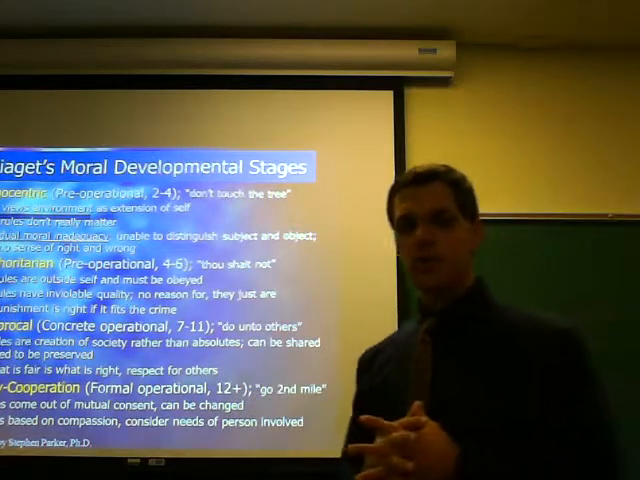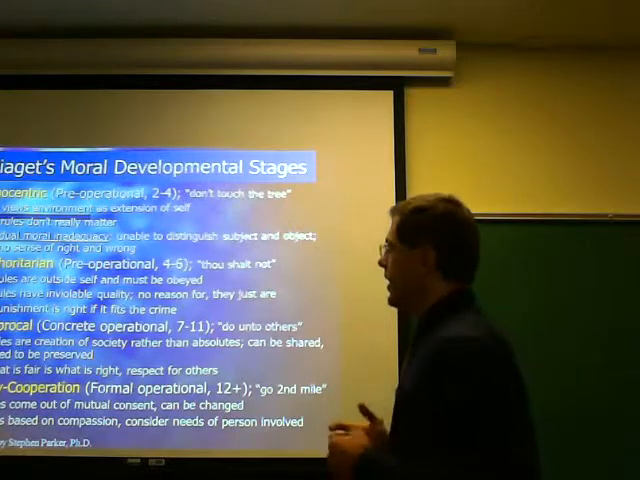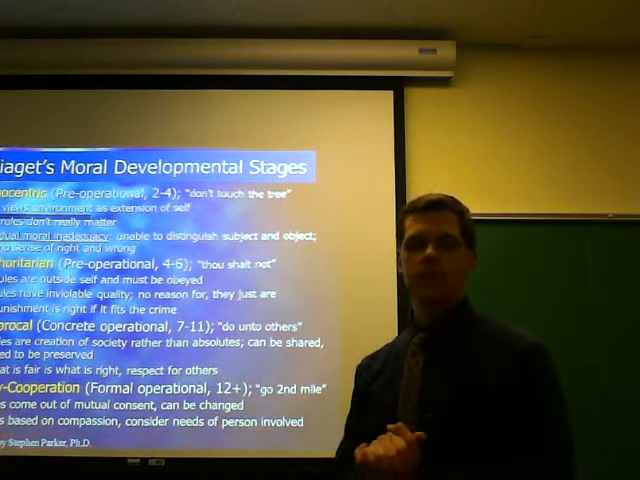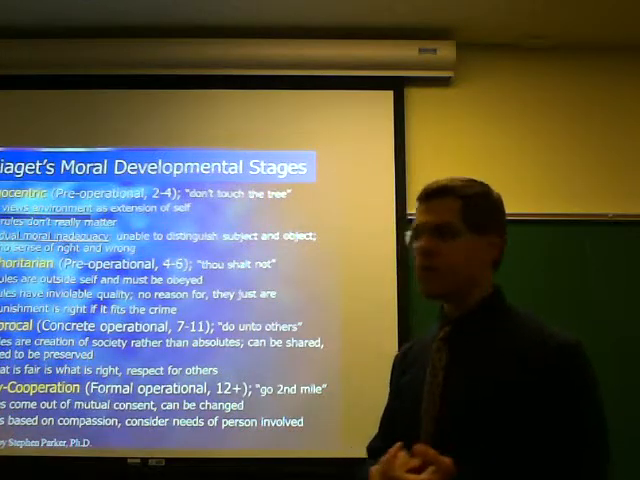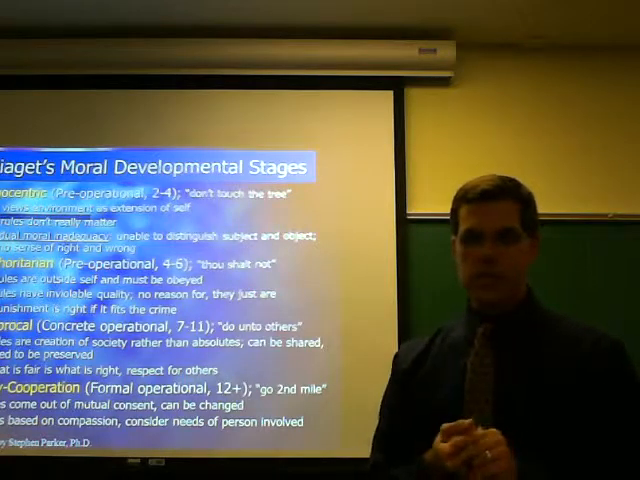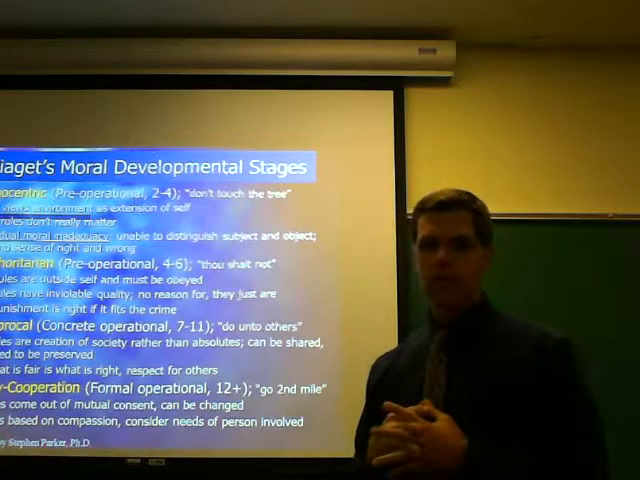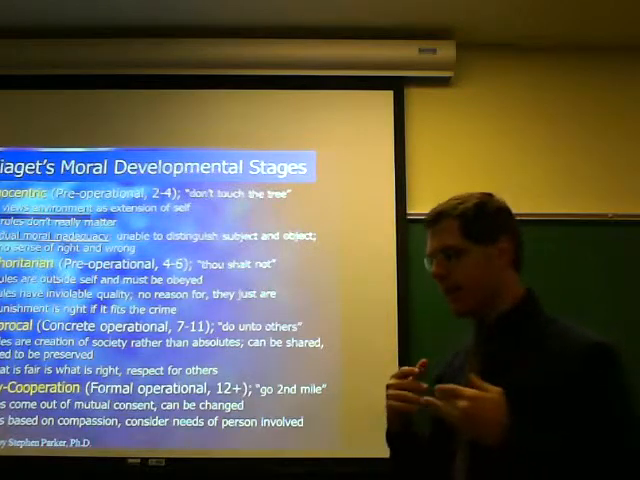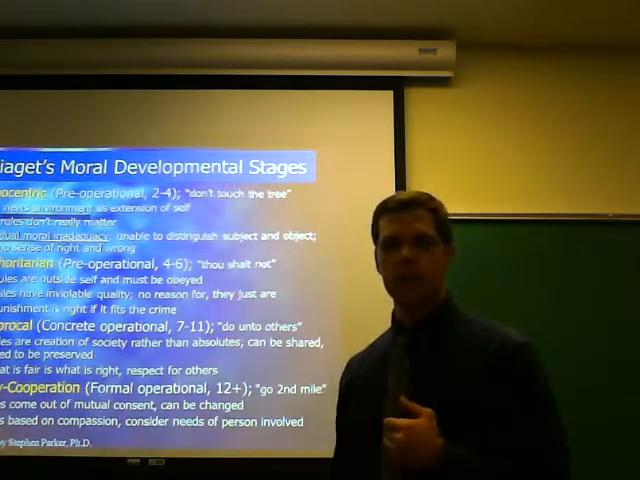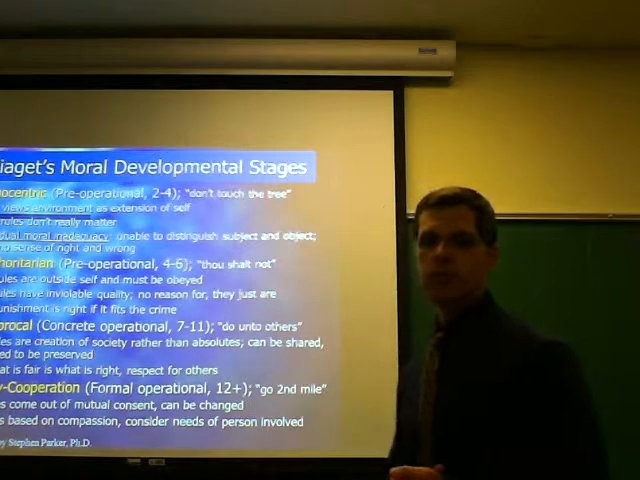The pre-operational 2 to 4 is characterized by an egocentric morality. They don't have a sense of right or wrong. It's called moral realism's precursor, a moral inadequacy. Basically, rules don't really matter. They are very selfish in how they do things. They'll take something from someone else if they want it and really not care about the consequences.